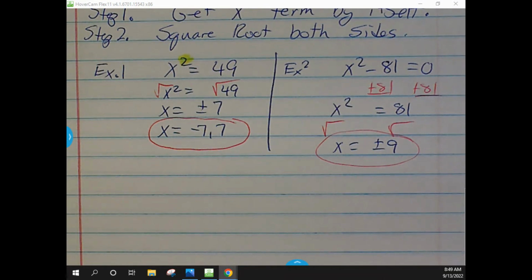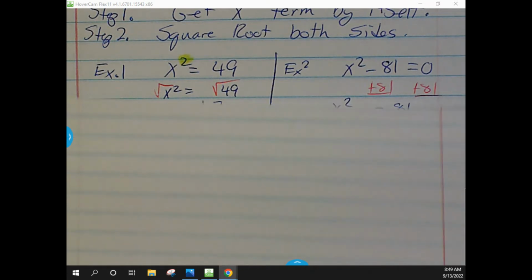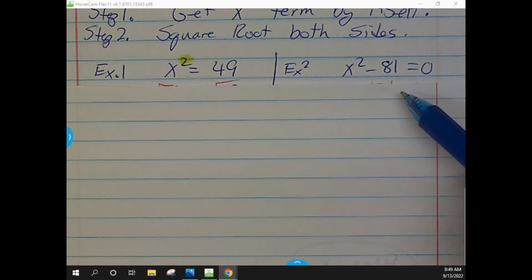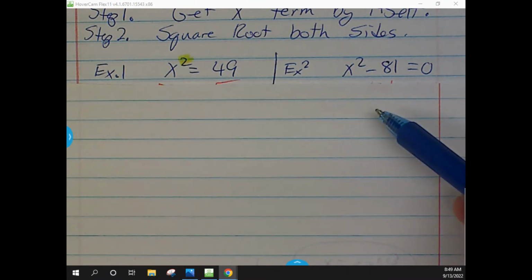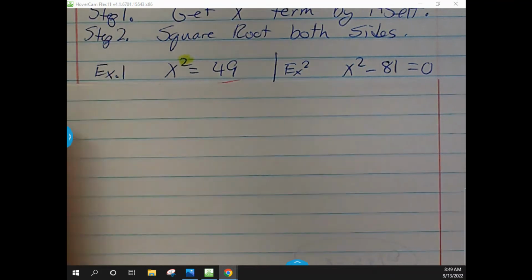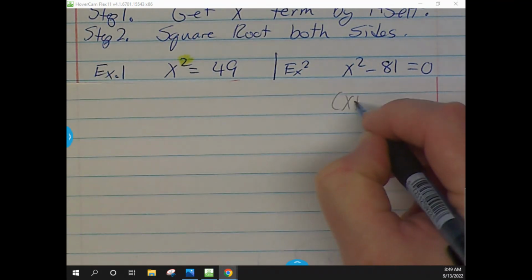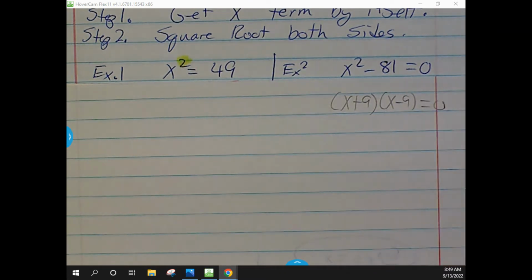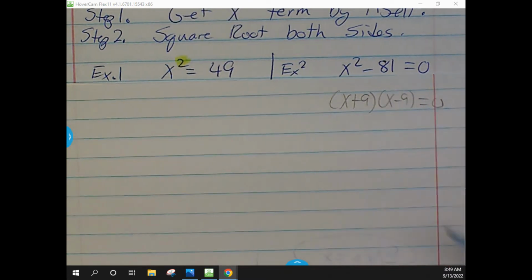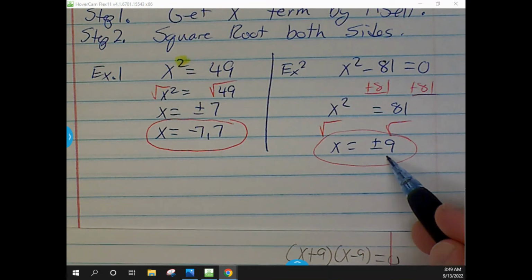Okay, now again, you don't have to do it this way. One thing you may have noticed on this one, if we back up for just a second and we were going to factor this, this is the difference of two perfect squares. If you were going to factor this, it would be x plus 9 and x minus 9 equals 0. But when you solve those two things, what are we going to get? Plus or minus 9, right?